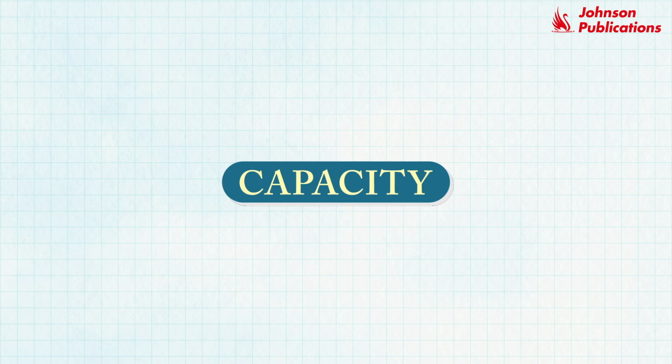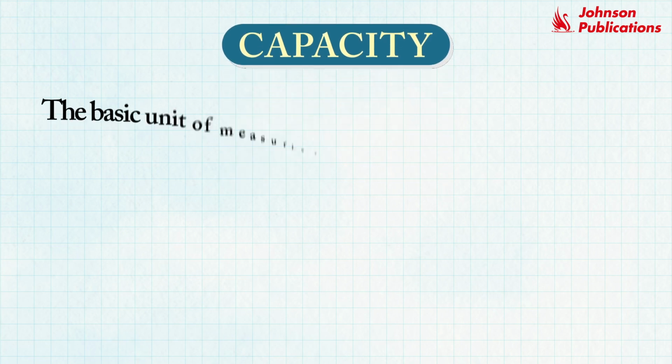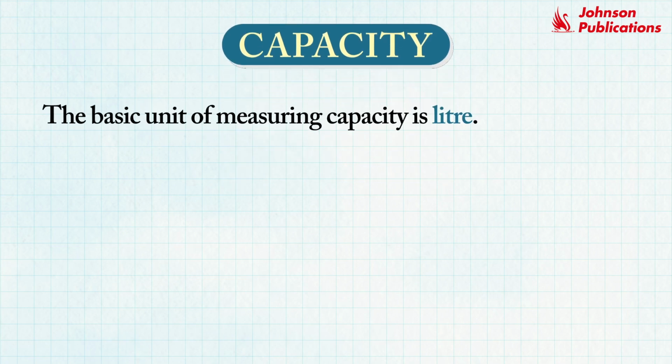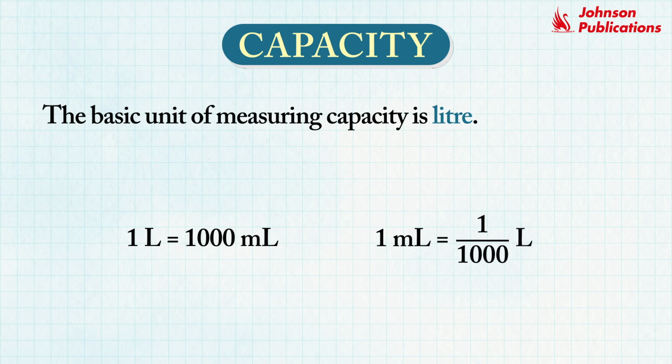Capacity. Liters and milliliters are the commonly used units of capacity. The basic unit of measuring capacity is liter. 1 liter is equal to 1000 milliliters. And 1 milliliter is equal to 1 upon 1000 liters.